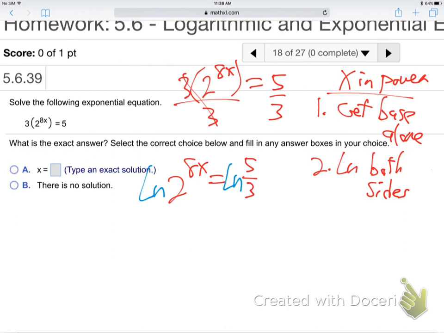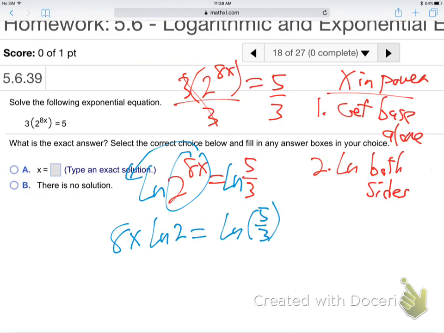Yeah, so first get the base, which has the power on it, alone. So I got that 2 to the 8x alone first off. You don't want the other stuff there, because that'll mess up your ln, to have something else there also. You want just a clean base and power, and then ln, and the power comes down. So now that 8x will come down. 8x ln 2, this is just ln 5/3, whatever that is. And then how do I finish solving for x?